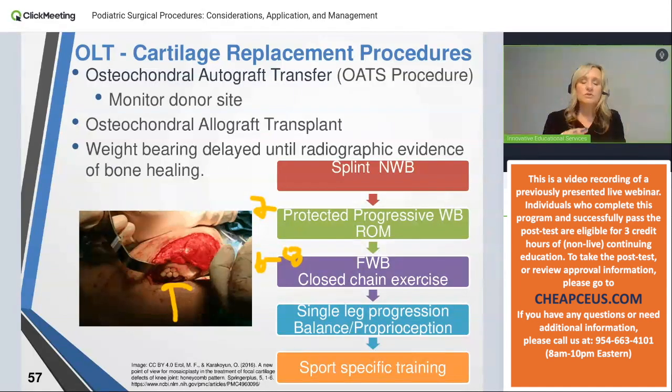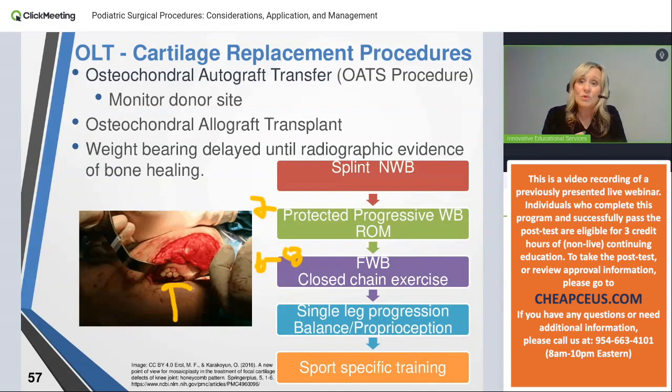Again, we don't want to do closed chain exercises early. This means even when you're training them for their ADLs and their different activities, that foot cannot be on the floor and they can't be accidentally leaning into it because it's going to compress that. We need healing to occur. This needs to be unweighted.